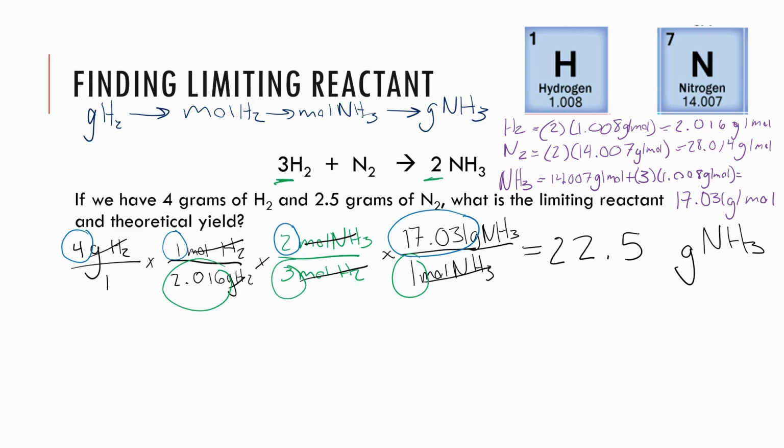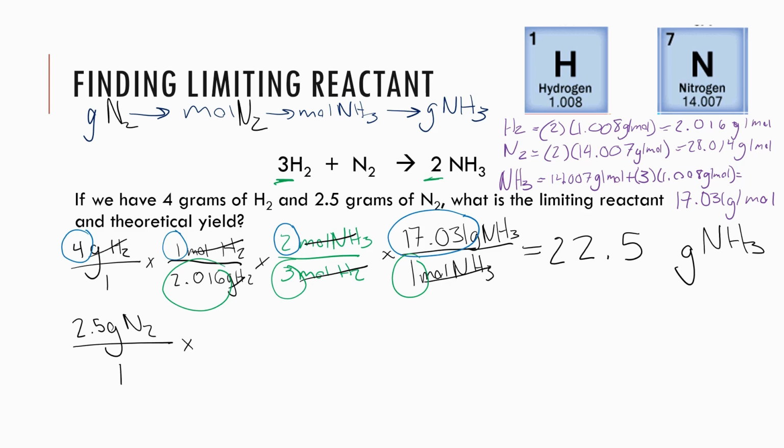So this is going to be very similar to what we did here. So I'll erase our H2 up here and add in N2. We're going to go from grams of N2 to moles of N2 to moles of NH3 to grams of NH3. We have 2.5 grams of N2 over 1. We always put it over 1 just so we can see that the grams of N2 are in the top, or grams of H2, or whatever your unit is. Putting something over 1 doesn't change the value. It's just like dividing by 1, it's the same number.